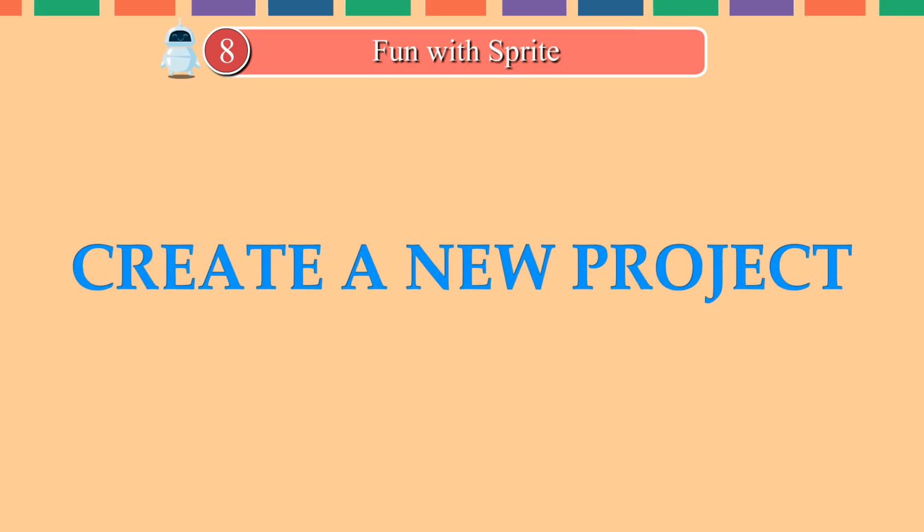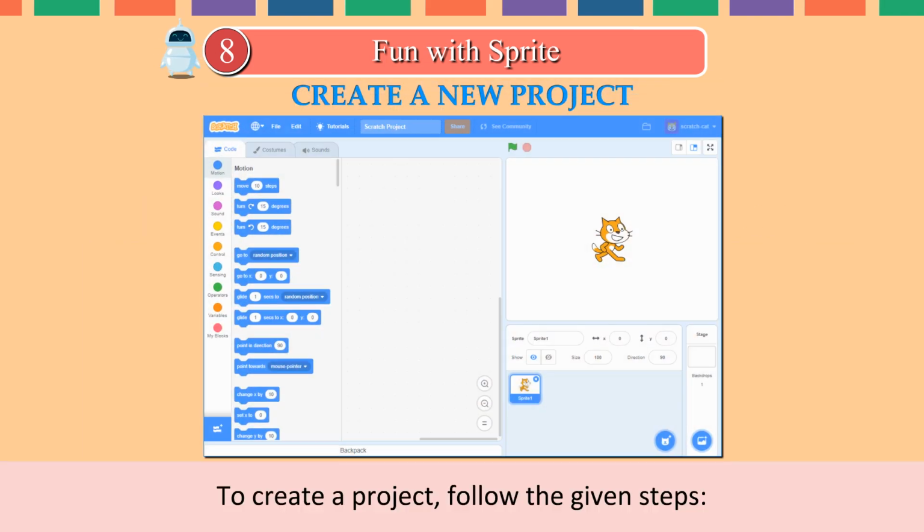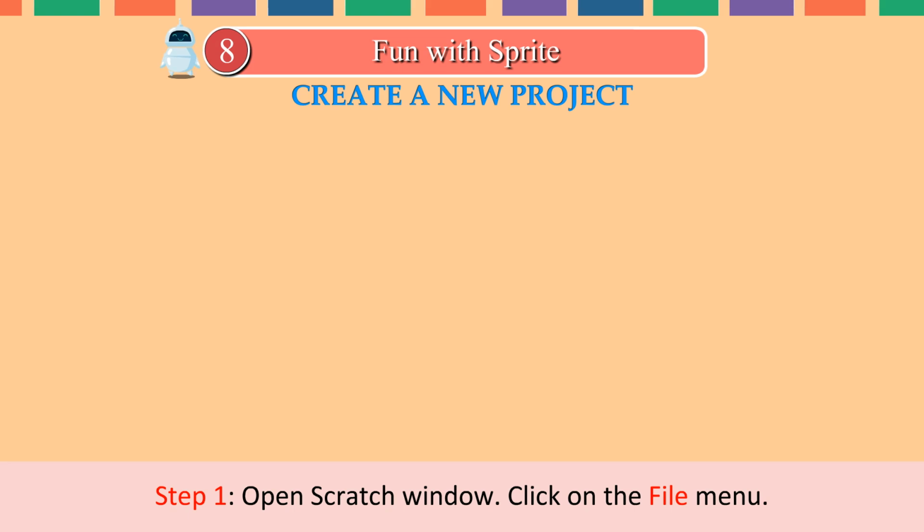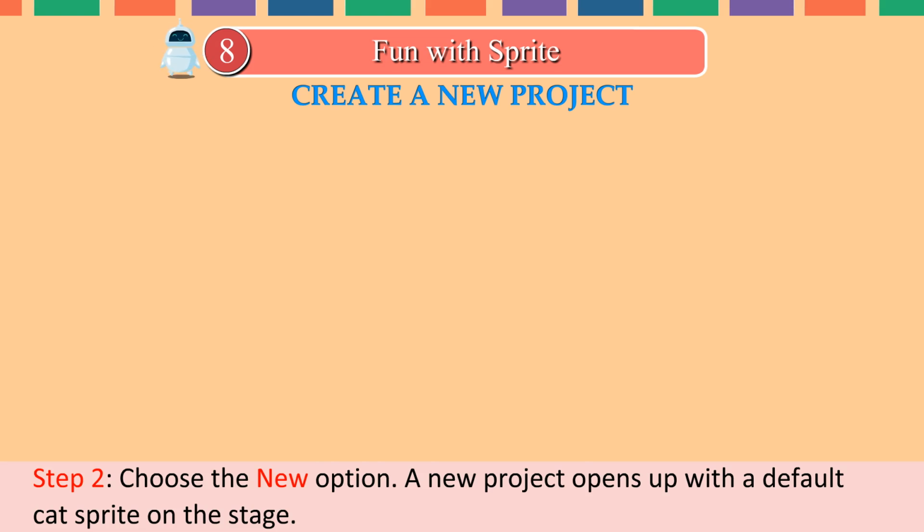Create a new project. To create a project, follow the given steps. Step 1. Open Scratch window. Click on the File menu. Step 2. Choose the New option. A new project opens up with a default cat sprite on the stage.